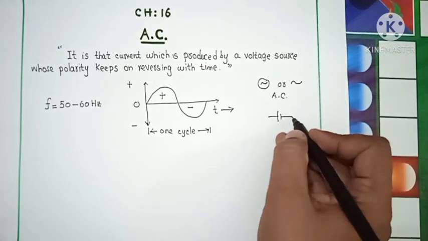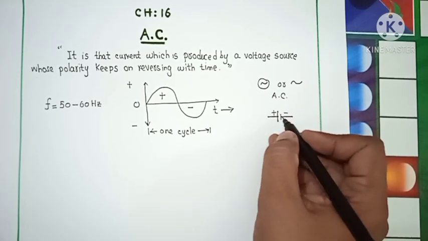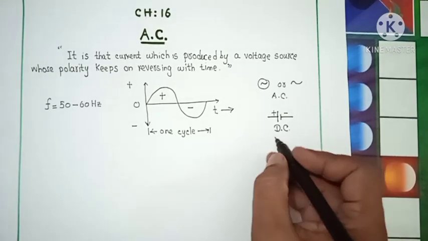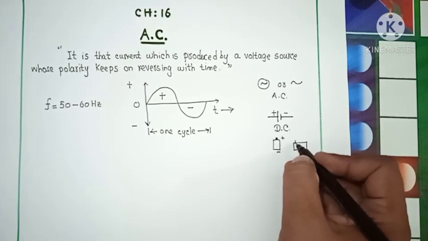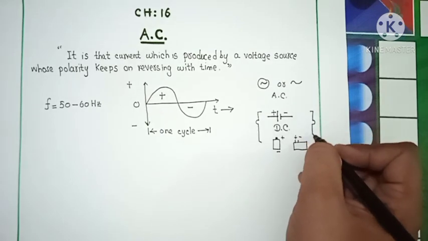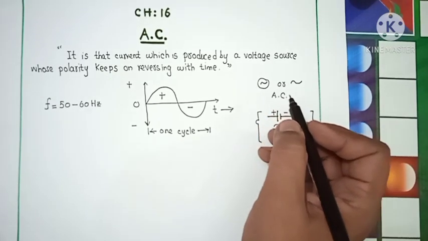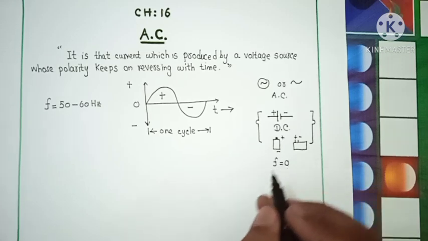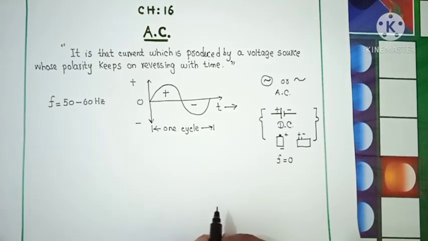In case of direct current, dear students, its symbol is just like that. The bigger line represents positive, the smaller line represents negative. This is the symbol of a DC supply. Cells and batteries provide DC supply. A UPS battery, as you all know, has positive and negative terminals. Today's lecture is about alternating current, changing current. The frequency of DC supply is 0, whereas the frequency of AC supply provided by WAPDA is 50 to 60 Hertz.